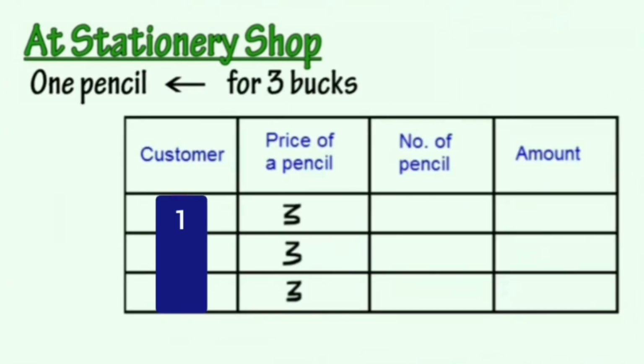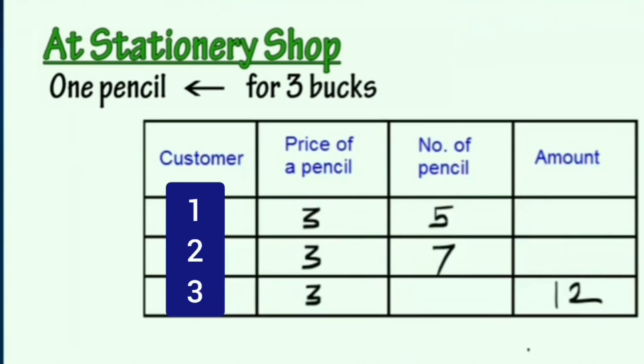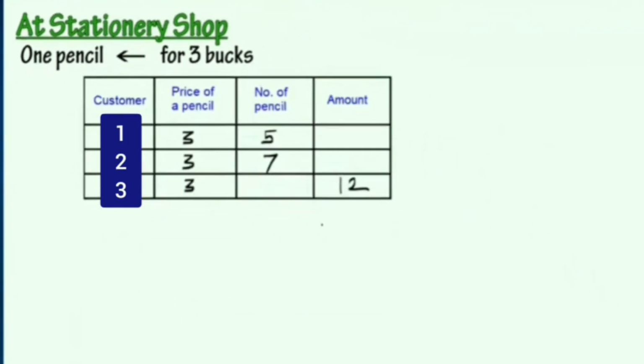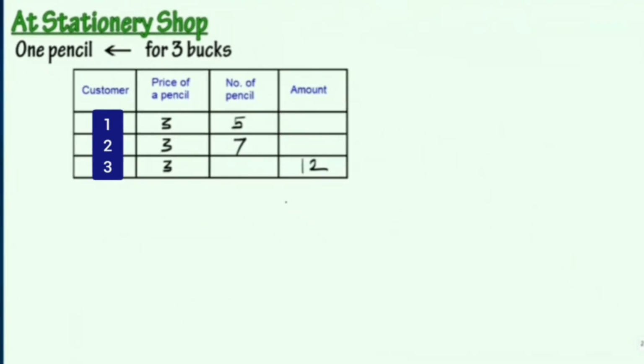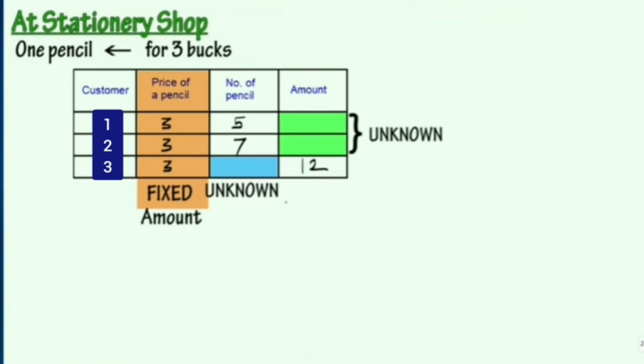Suppose you have a small stationery shop where you sell one pencil for $3. Customer 1 comes and asks for 5 pencils. Customer 2 asks for 7 pencils. Customer 3 directly gives you 12 bucks and asks to give as many pencils as you can for 12 bucks. Students, here the price of a pencil is a fixed amount and what is unknown to us is either the number of pencils or the total amount of the same. Let us first find the unknown values.